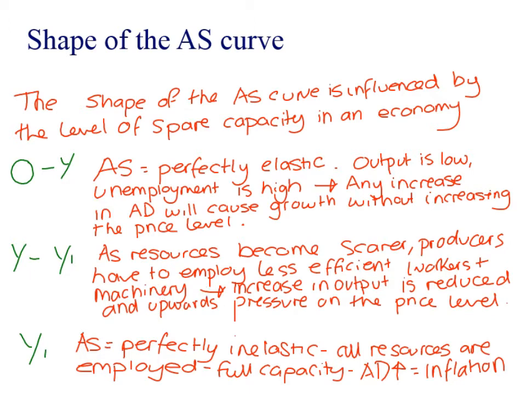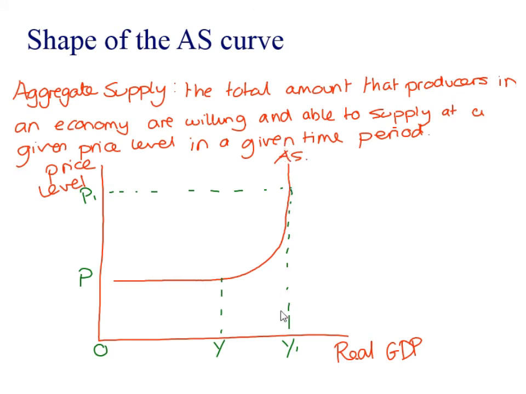And then at Y1 it's perfectly inelastic. All resources are employed at this point, all resources are being used, and this vertical point is a bit like saying it's the same as the line on the PPC. It's the maximum output your economy can produce.